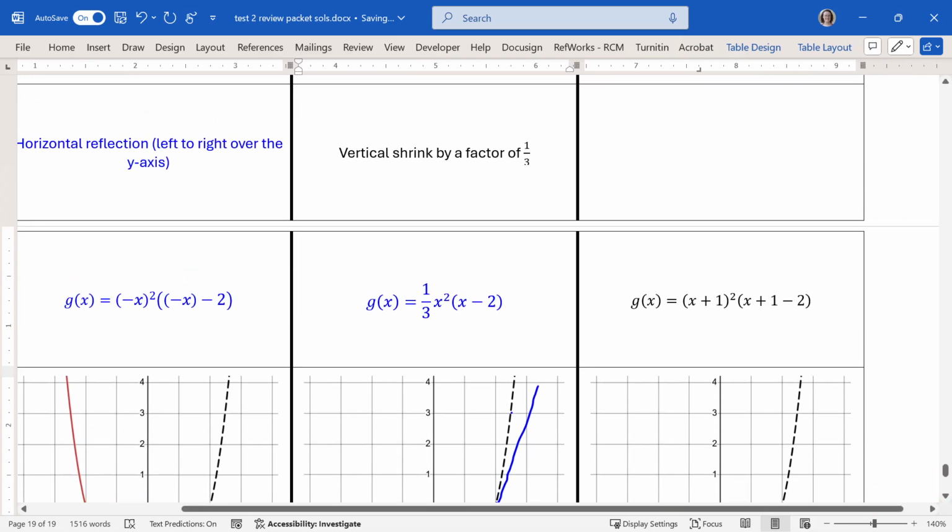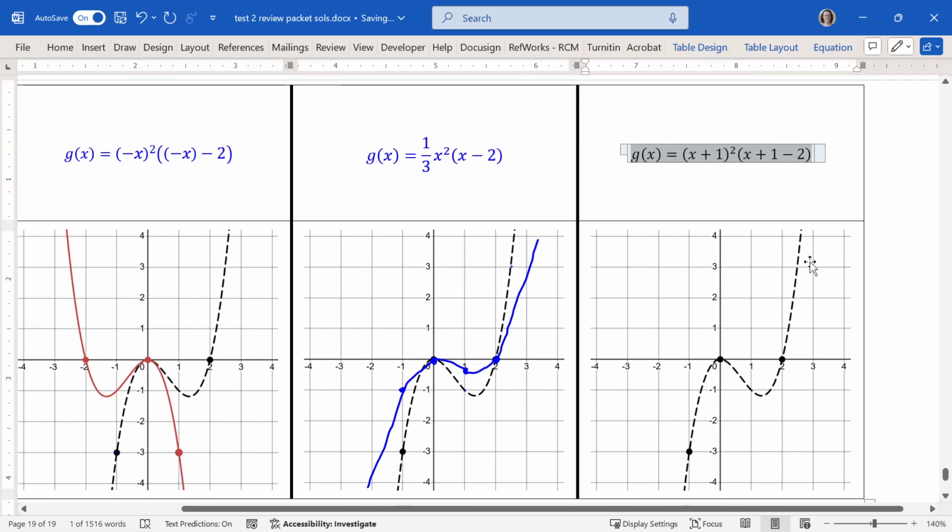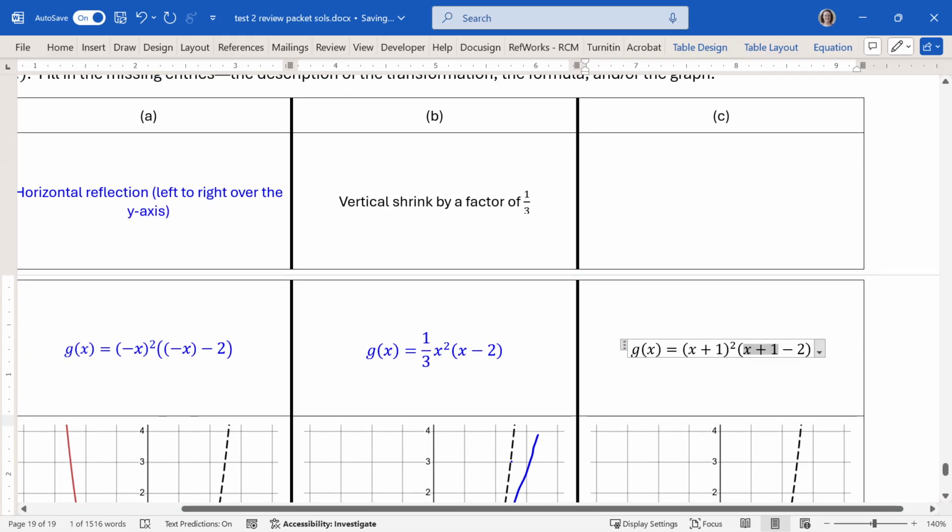Okay, last one, we're given the formula. So what has happened to our original formula? It looks like the first x got 1 added to it, and the second x also got 1 added to it. So we added a number to the x's. That means it's a horizontal shift.